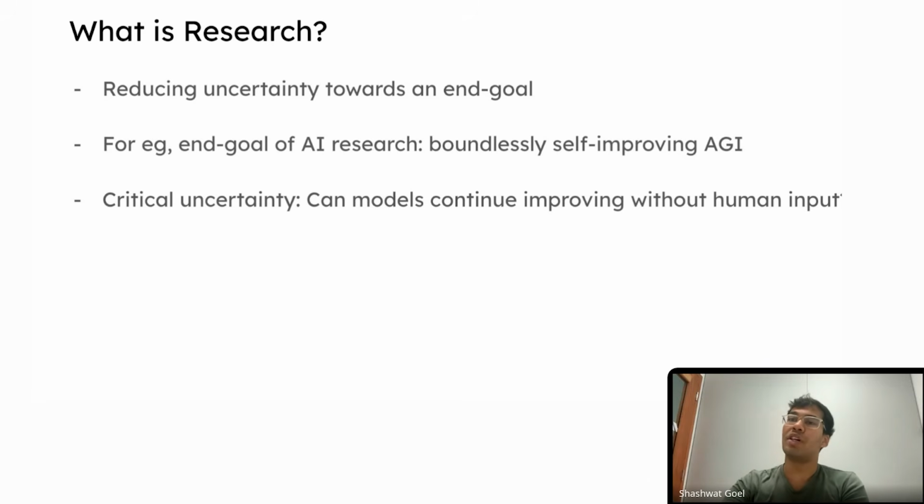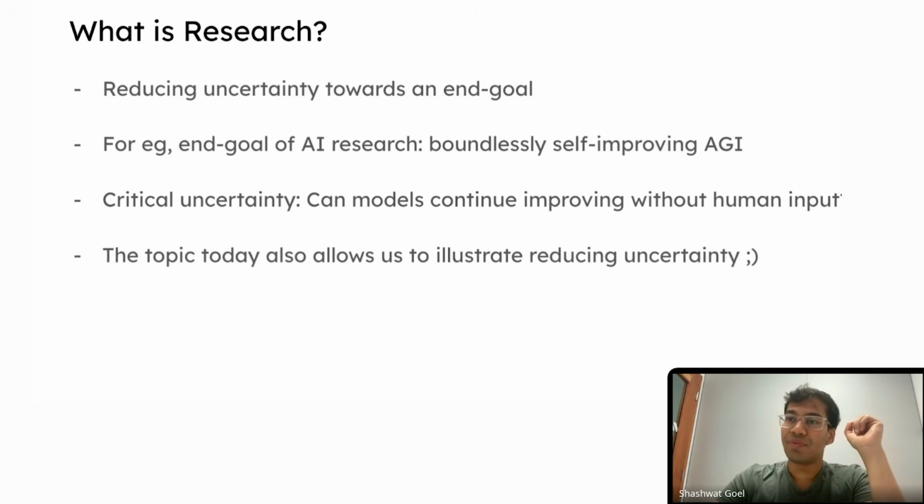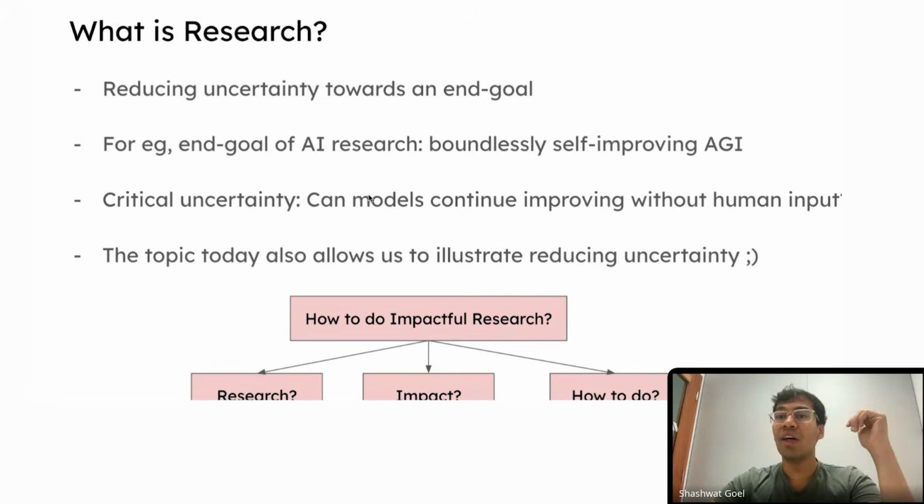You have an upper bound in terms of where humans can provide you input. So this is just an example of what the key uncertainty can look like towards an end goal. And I think even the topic today, which is how to do impactful research, in itself has a lot of uncertainty. And maybe even the presentation today allows us to illustrate how to break down this uncertainty.